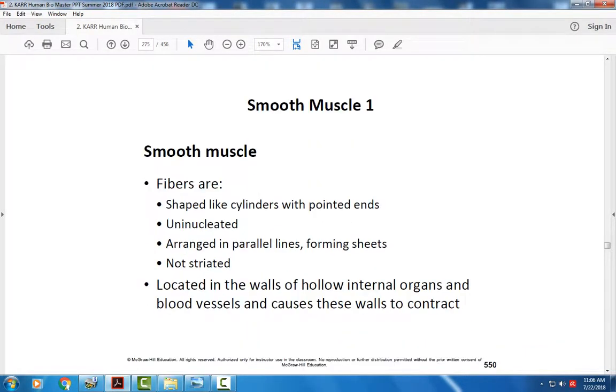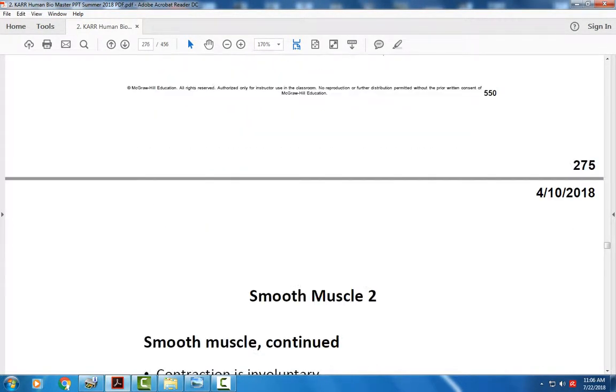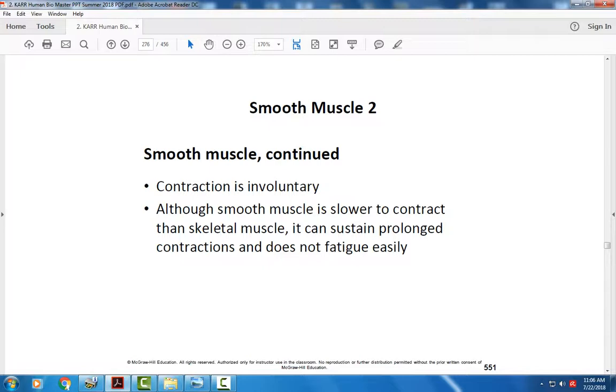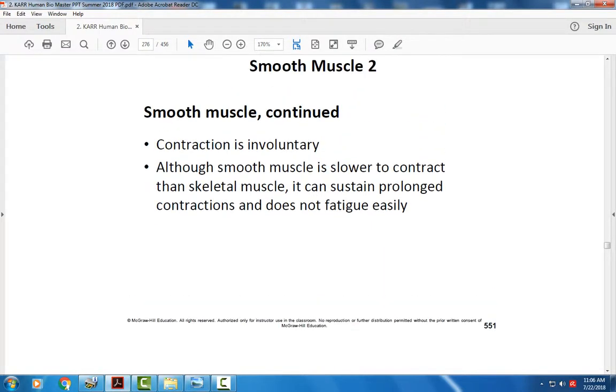So we talked about smooth muscle, talked about that it's involuntary. Now the interesting thing about smooth muscle as well is that it takes a little longer for smooth muscle to contract, but it can contract for a long time without getting tired and needing to relax, unlike our biceps and our quadriceps and the muscles that are attached to our bones. Smooth muscle can contract for a long time and does not get tired.